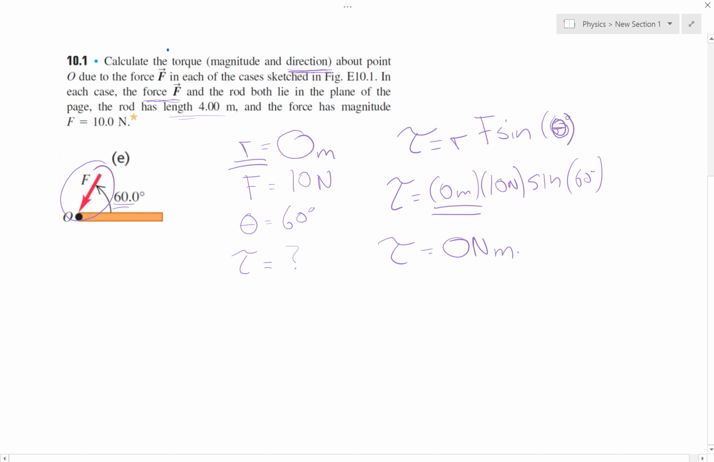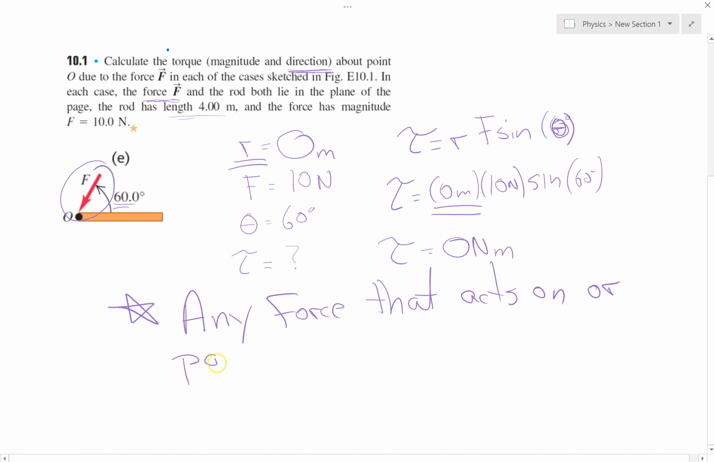And this is really, really important, because this gives us a really important condition for torques. What that is, is that any force that acts on or passes through, well, actually, I don't have enough data for that part. So let's stay with our first claim that acts on, and I can't seem to get all of these marks gone.